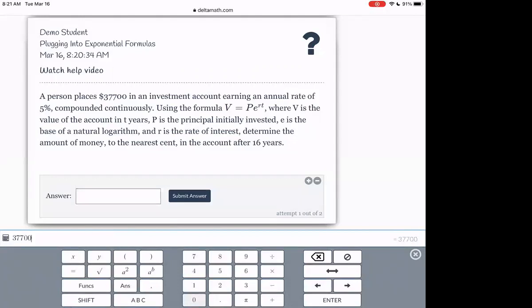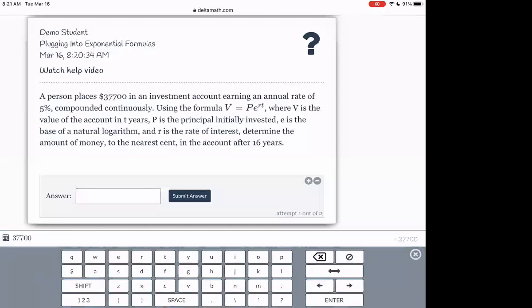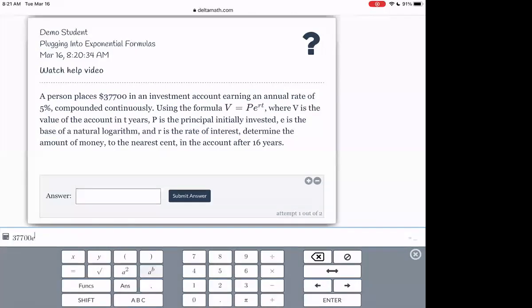37,700 right over here. This is your starting amount. This is going to be the P in the PERT. So I typed in 37,700 already. Then I'm going to type E, and I'm going to raise it to the power of R times T. So remember, R represents the 5 over here, the percentage. So 5 as a decimal, you're going to take that decimal that is already there.